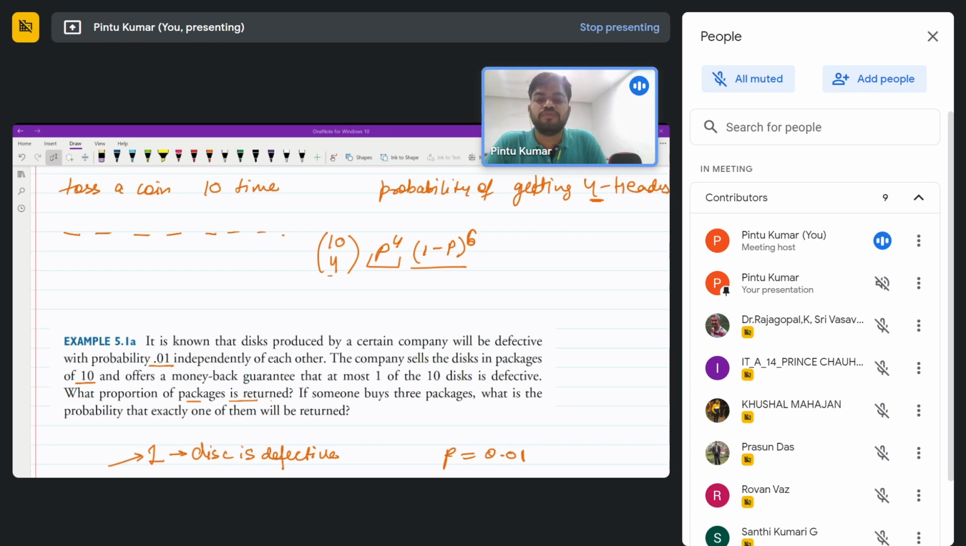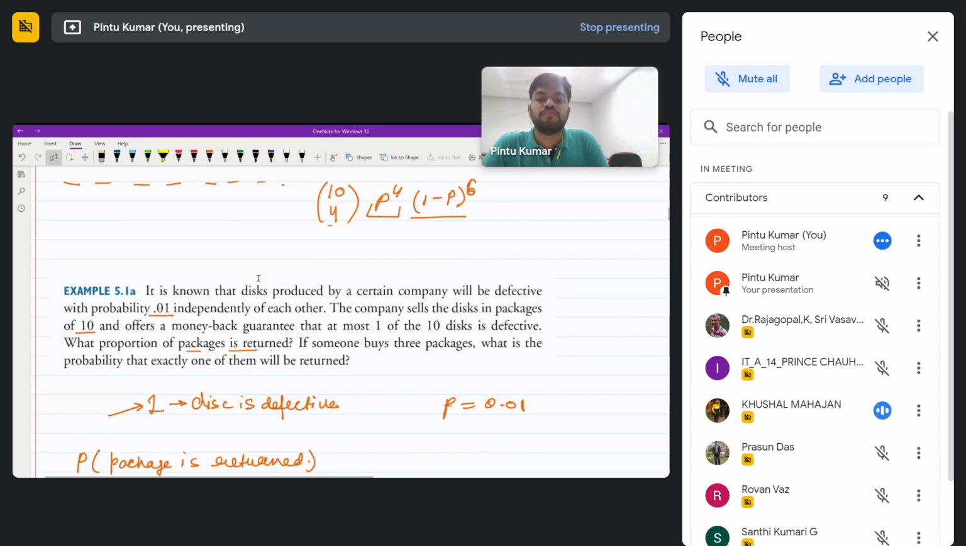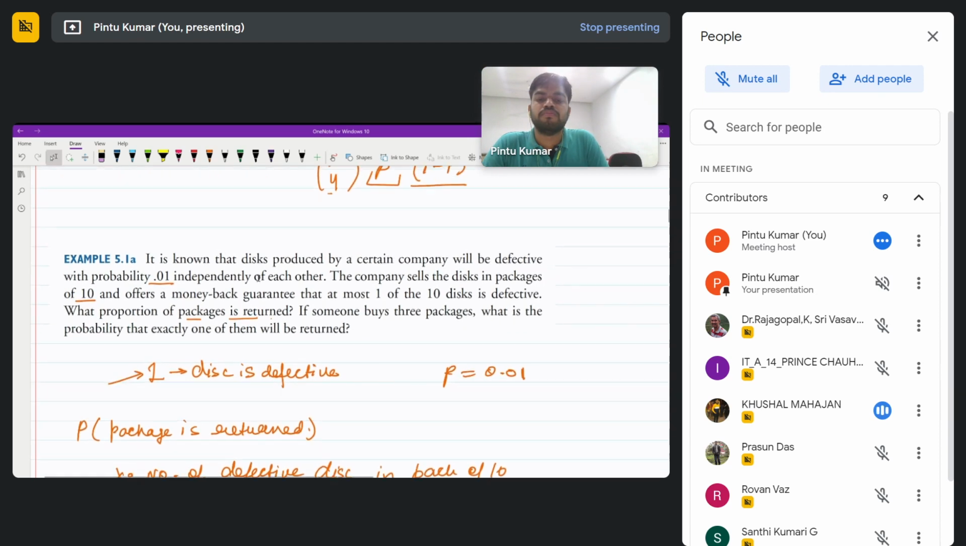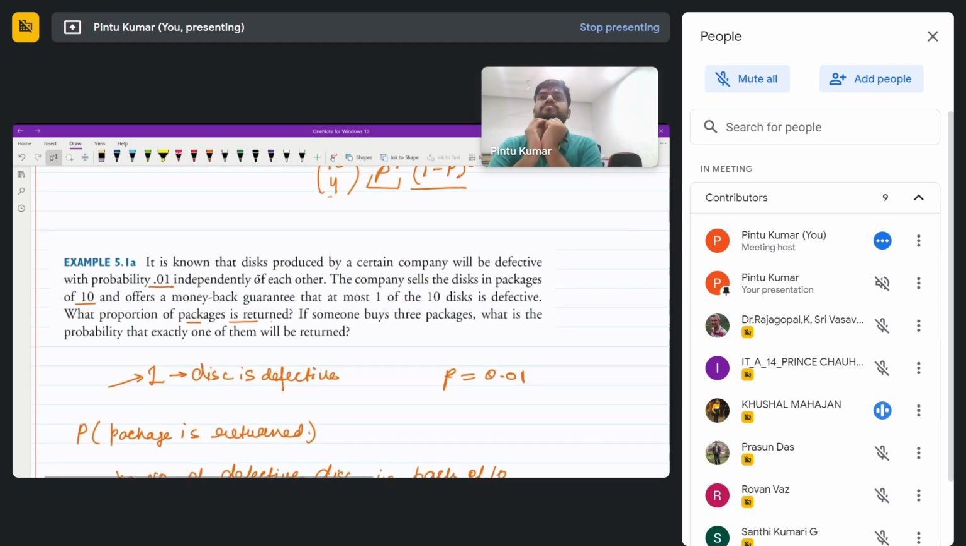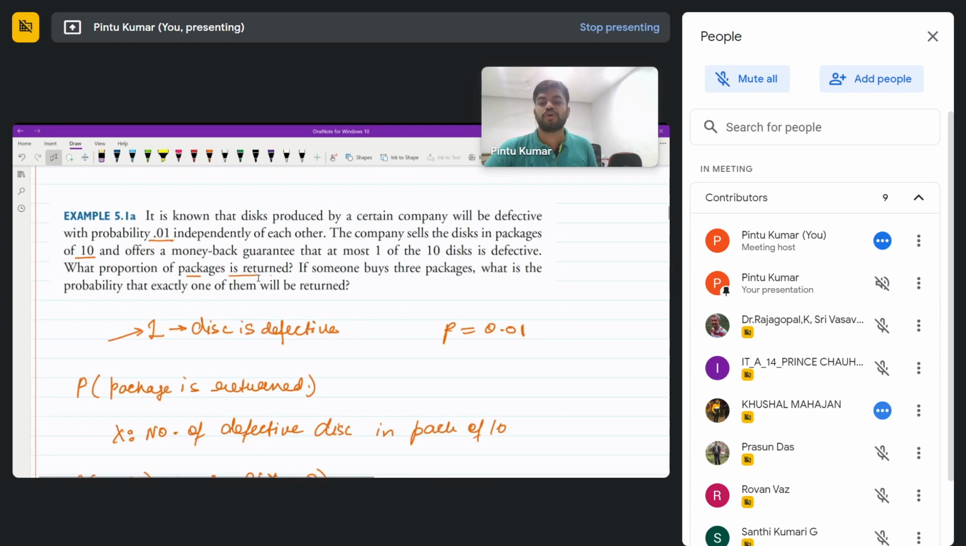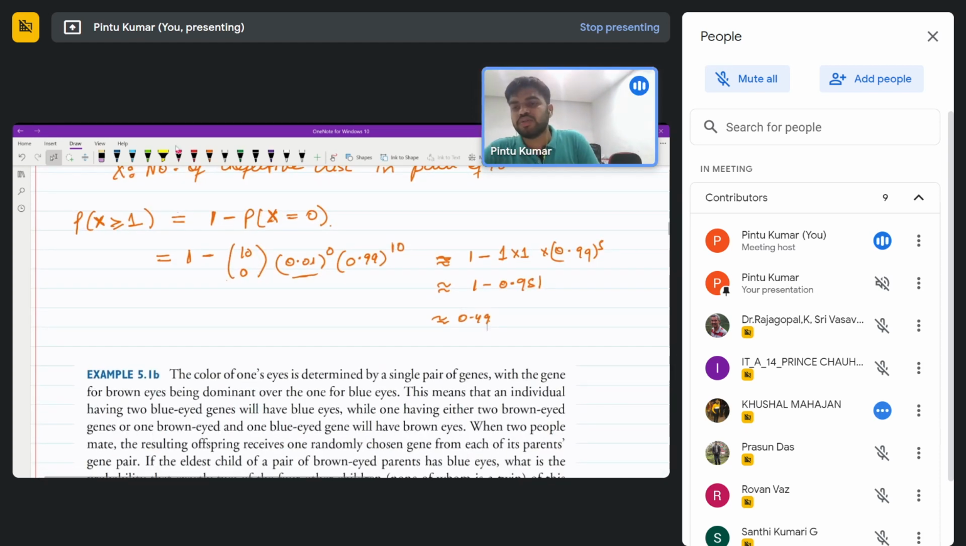Can I move? Sir, in this question, it is asking that if someone buys three packages, then what is the probability that exactly one of them will be returned? Okay, so that also you can solve.